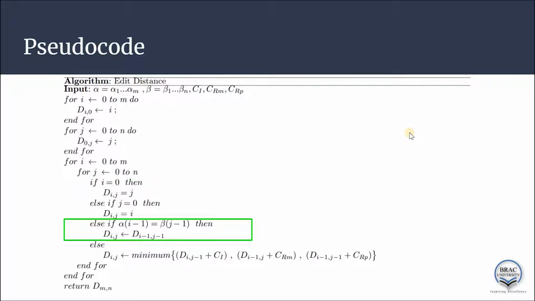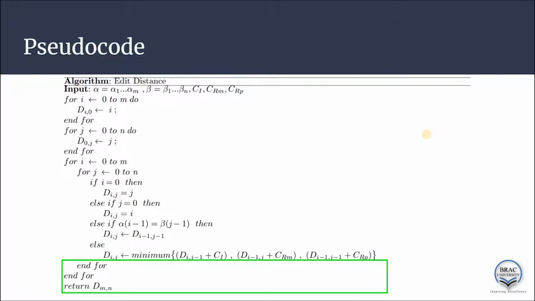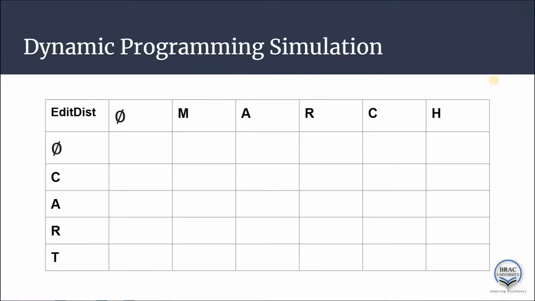Now, this if statement means if the characters are the same, then we pick the diagonal cell's value. Here, d of i-1, j-1 is the diagonal cell. Now, in this else if condition, where the characters don't match, we take the minimum cost of operation from 3 operations. Finally, we end our loops, and the bottom right cell will have our desired output, which is d of m n.